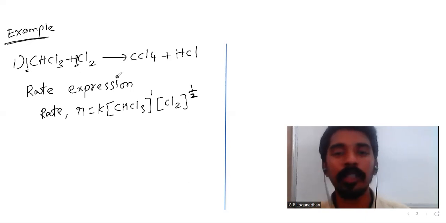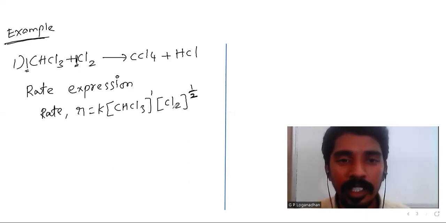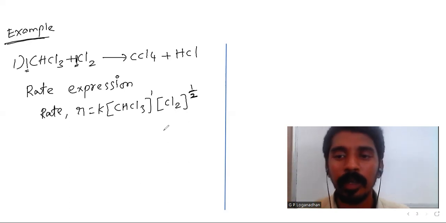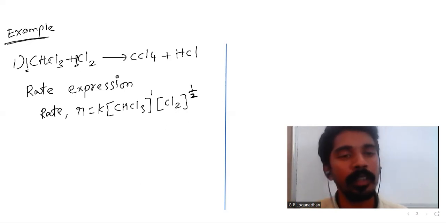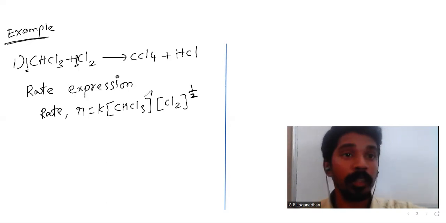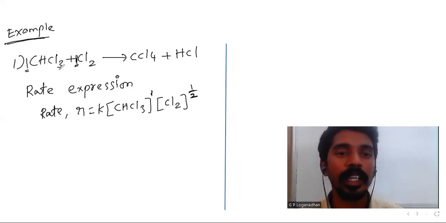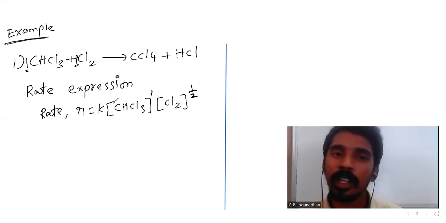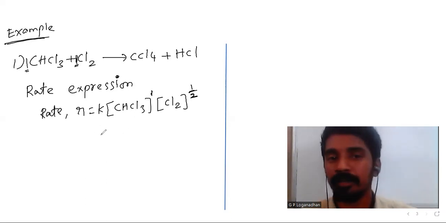So these experimental values say that you are doing some experiments with some concentrations of CHCl3 and Cl2. When you keep the concentration of Cl2 constant, from the first experiment to the second experiment you take double the concentration of CHCl3. Then the rate of the reaction is also doubled. That is what this value proves. As the power is taken as 1, if CHCl3 concentration is doubled, then the rate of the reaction is also doubled.